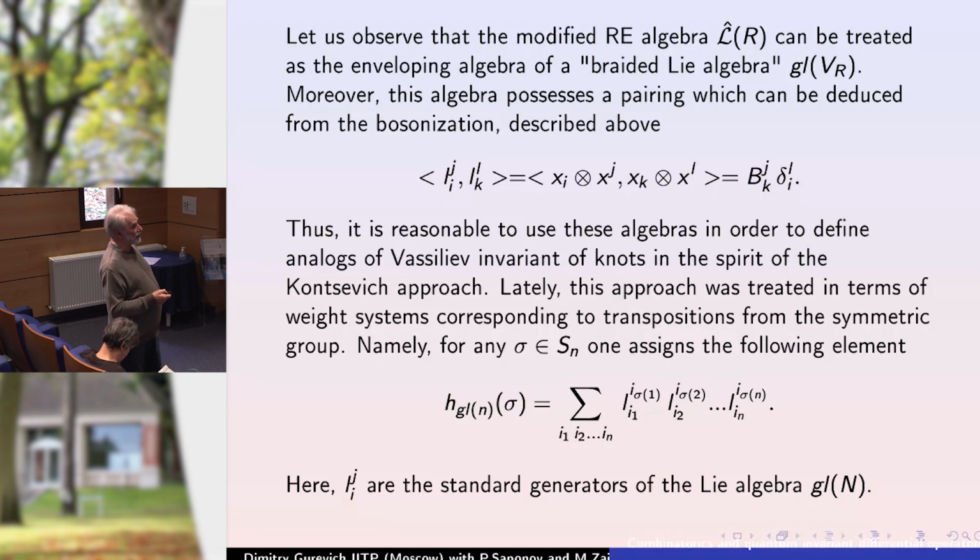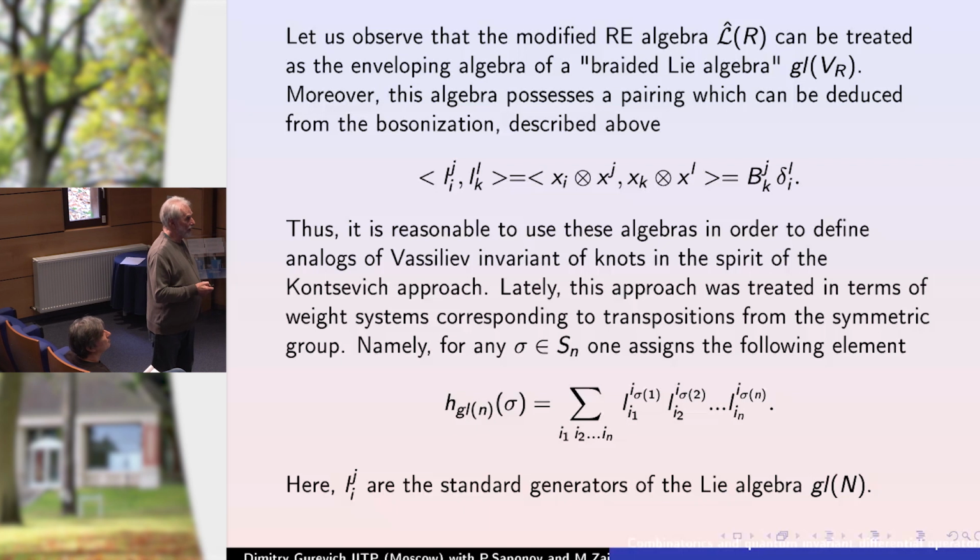So maybe it is more or less reasonable to try to use this to define an analog of the Vassiliev invariant in the sense of Kontsevich's approach. What is the Kontsevich approach in this setting? So now it is easier for me to present this by using another, more developed approach by some people. Finally, we take any element of the symmetric group, a transposition, some transposition of elements, and we consider the following sum. So to any element of Sn, we assign this element. And it is not difficult to see that the element belongs to the center of the enveloping algebra. Here, Lij are the standard generators of this algebra.